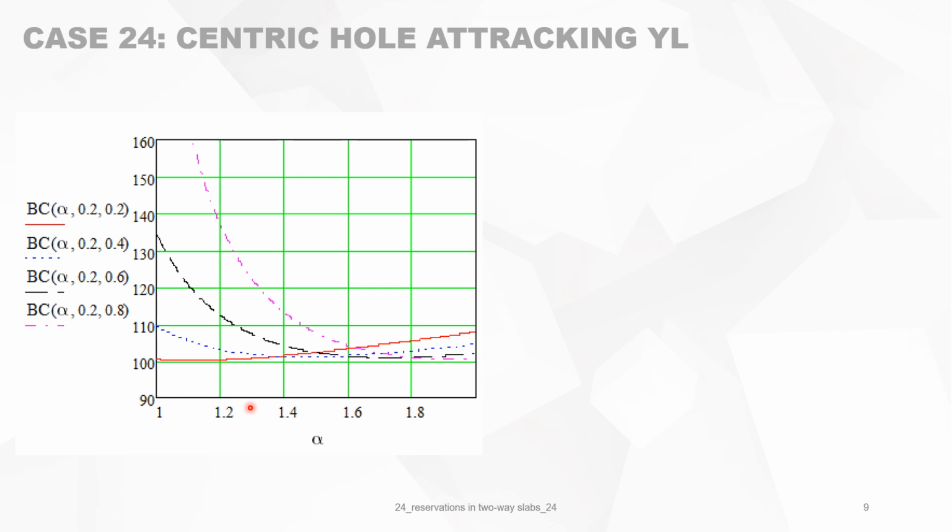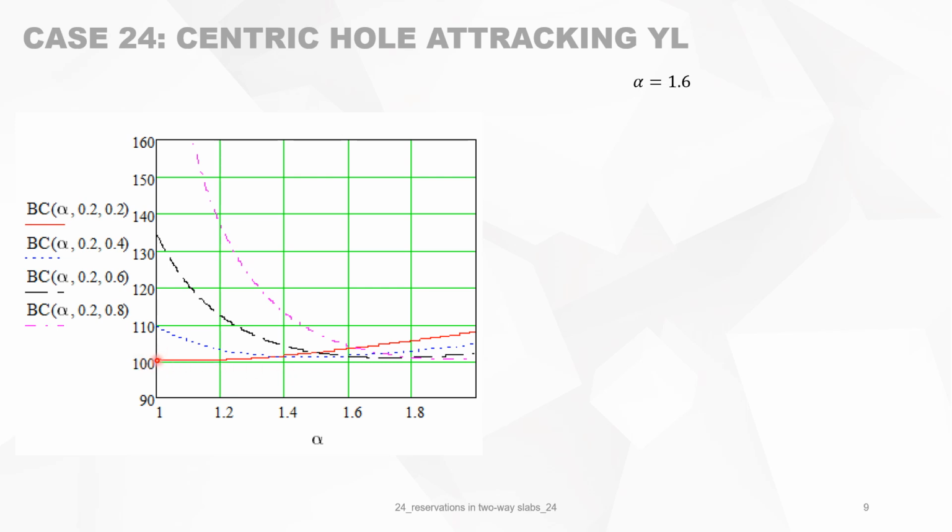We can now visualize it in a graph. This is alpha, or V over A, from 1 to 2, and this is the bearing capacity. We have two parameters, so we keep one parameter of the reservation constant, for instance 0.2 times A, and we vary the other parameter of the reservation. Then we can have different curves like that. You see that we should not worry directly because everything is above 100%.